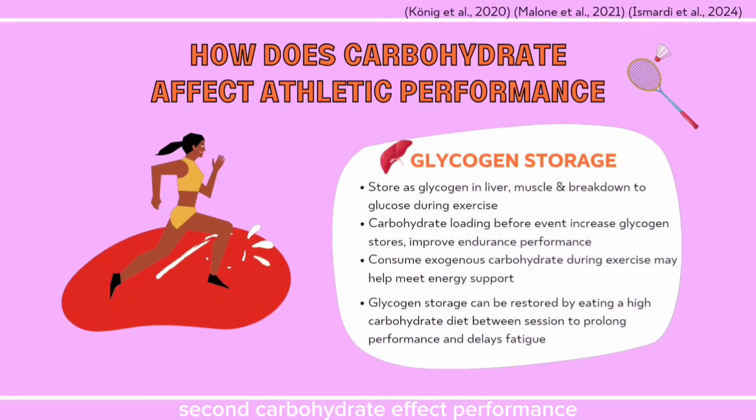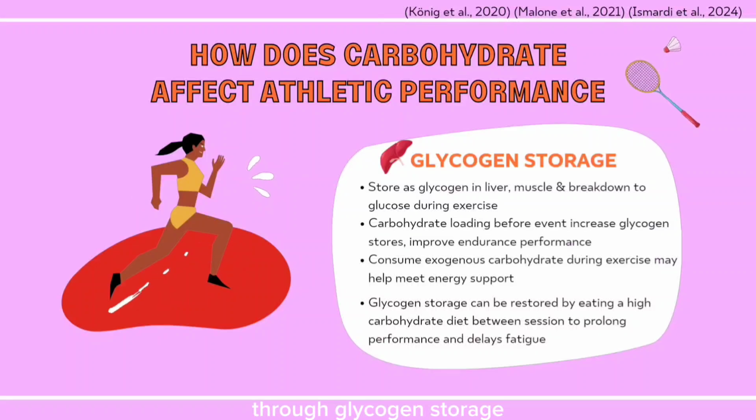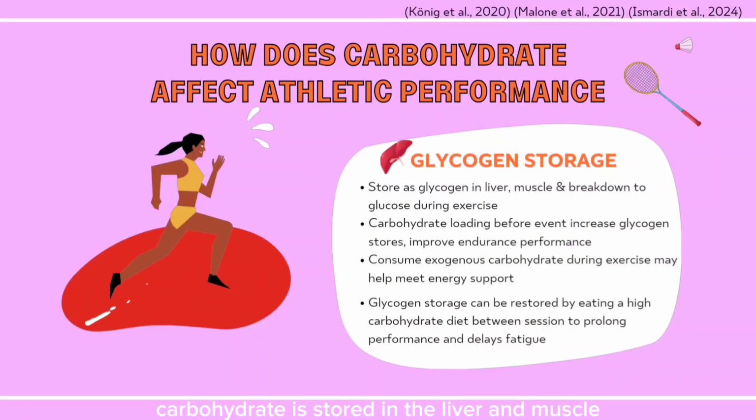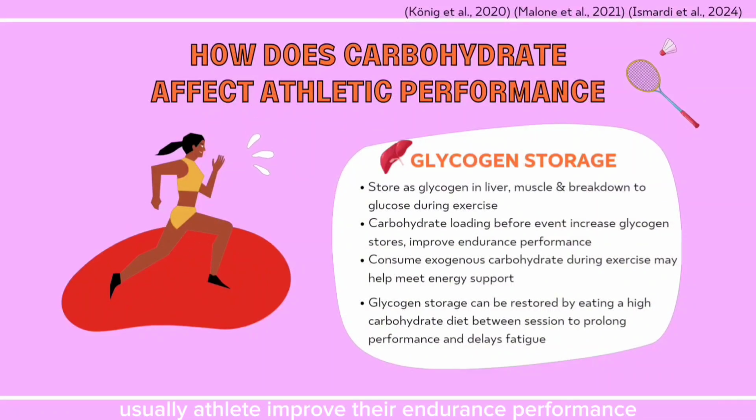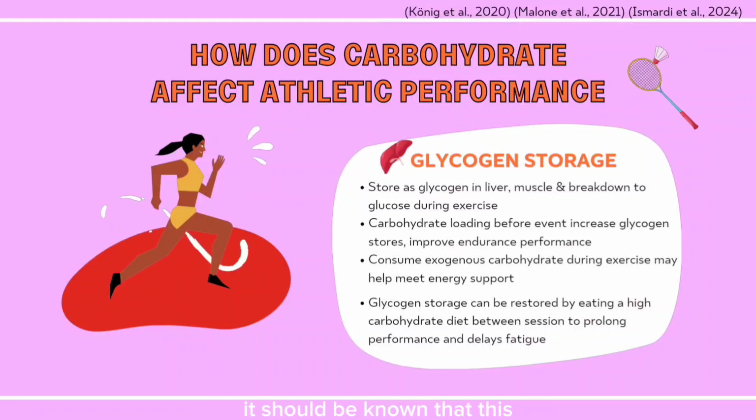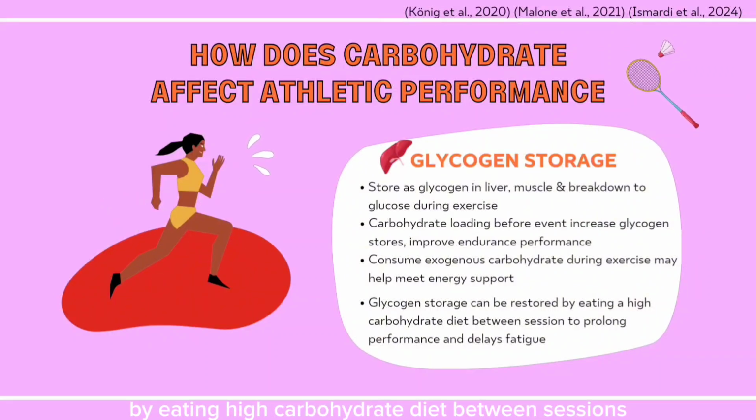Second, carbohydrate affects performance through glycogen storage. Carbohydrate is stored in the liver and muscle, and when needed, it will be broken down into glucose during exercise. Usually, athletes improve their endurance performance by doing carbohydrate loading before an event to increase their glycogen storage. By consuming exogenous carbohydrates such as energy drinks during exercise, it may help provide energy support. It should be noted that this carbohydrate storage is limited. Glycogen storage can be restored by eating a high carbohydrate diet between sessions to prolong performance and delay fatigue.